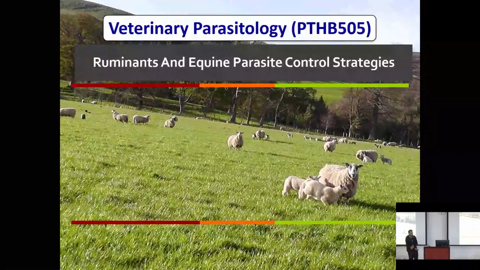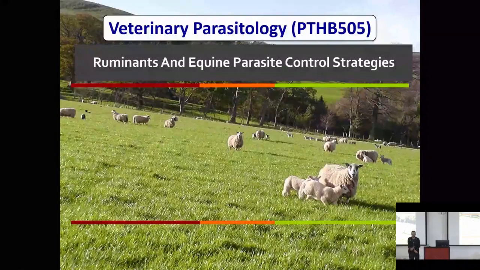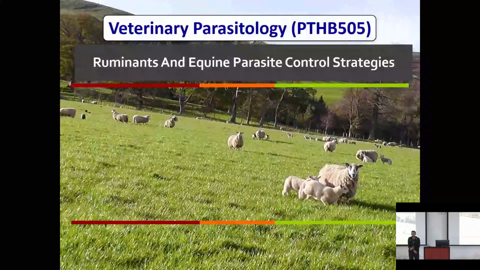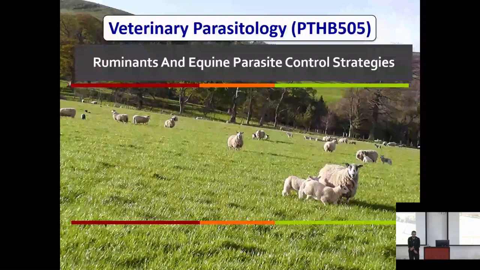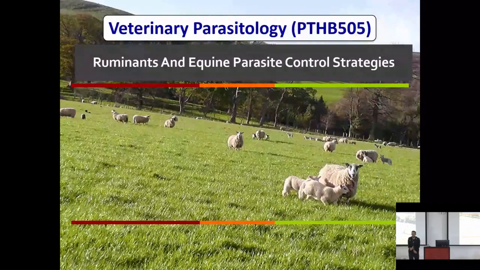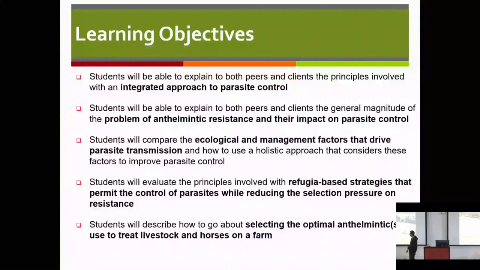Okay, so in the last few lectures we finished up the ruminant trichostrongyles. We also covered equine strongyles. We talked a little bit about the control strategies, but not in detail, and how control strategies can be adapted in the case of ruminant and equine nematode parasites. So today we will cover these control strategies.